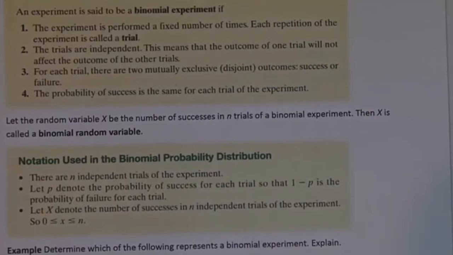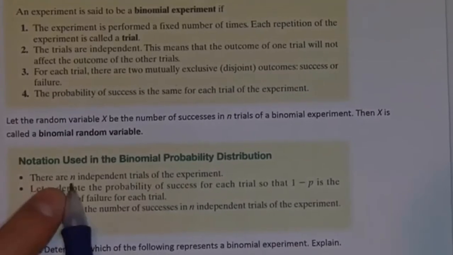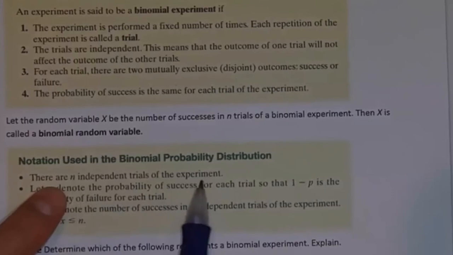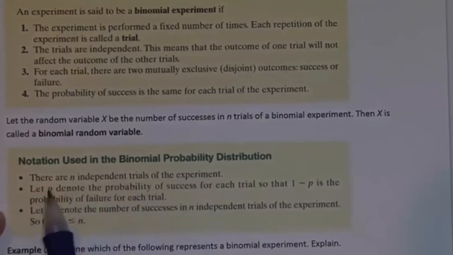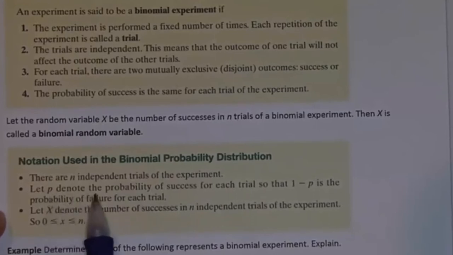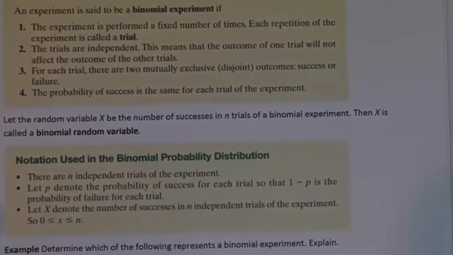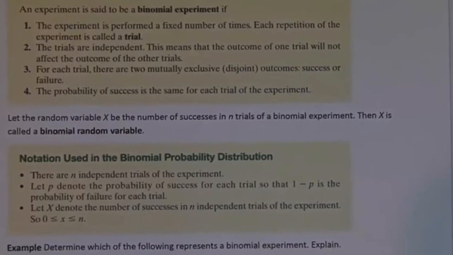Notation that we're going to use. n is going to represent the number of trials that we have in our experiment. p, lowercase p, is going to denote the probability of success for each trial. So if I'm, say, an 80% free throw shooter, and I'm going to shoot 3 shots, then the probability of making the first shot is 80%. The probability of making the second shot is 80%. The probability of making the third shot is 80% if I'm an 80% free throw shooter. So my probability of success for each shot stays the same, and that's going to be denoted by p.